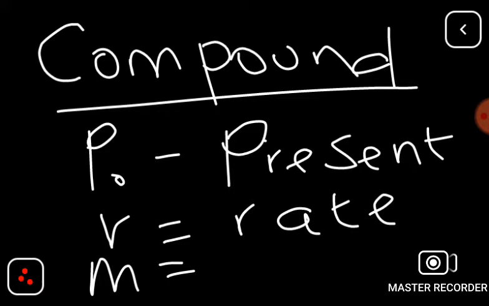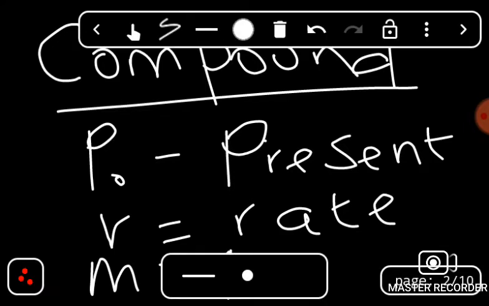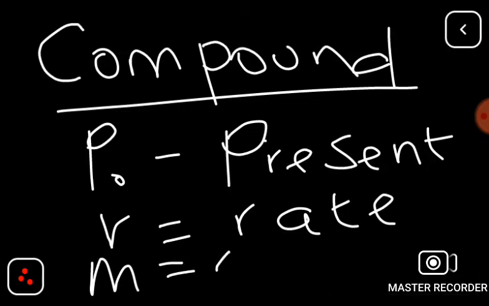This can be the number of times you're compounding. For example, if we are compounding annually, then we just have 1. If we are compounding semi-annually, then we are saying 2. If we are compounding monthly, then we are saying 12 times. So how much am I going to get if this interest grows per month? How much am I going to get after some time?